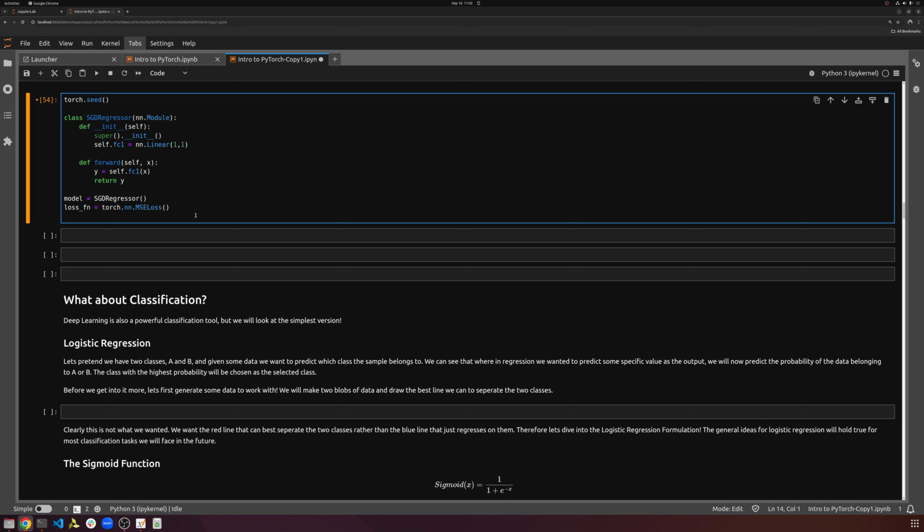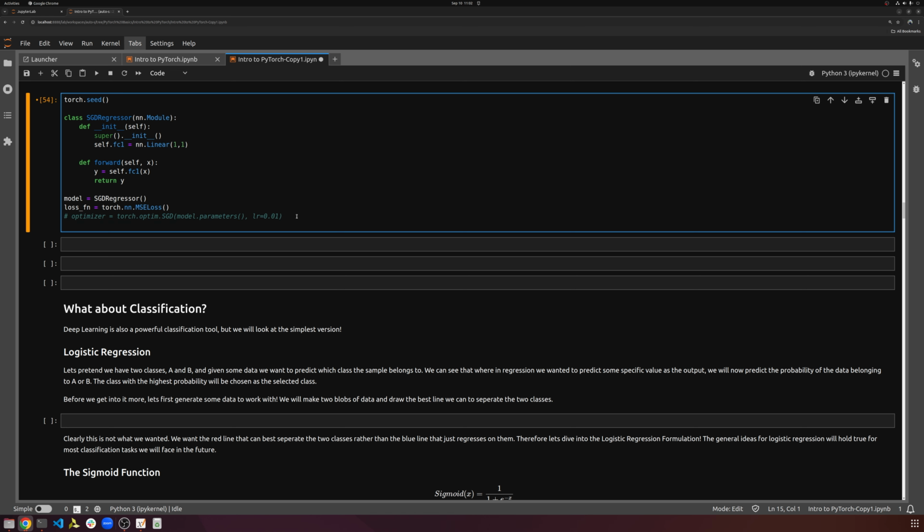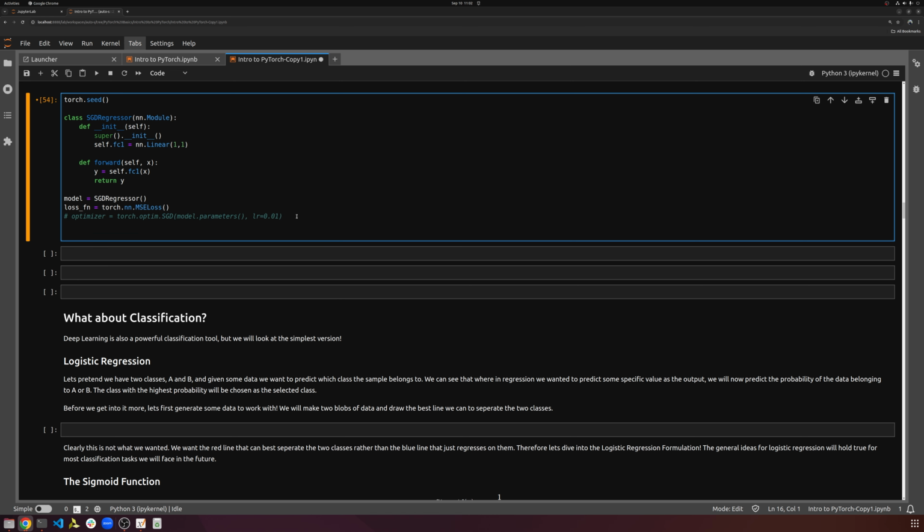We then need to define an optimizer, right? Like I said, we will be using the stochastic gradient descent optimizer: torch.optim.SGD, model.parameters, and learning rate equal to 0.01, let's say. Okay, so what's going on here? What we want to optimize is the parameters of the model. So let's quickly take a look at that. We'll look at it a little bit later in some more detail, but we can do model.parameters.